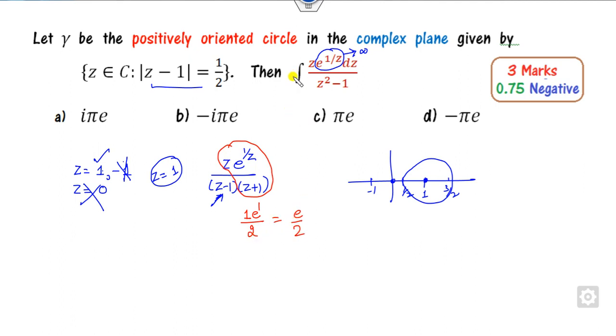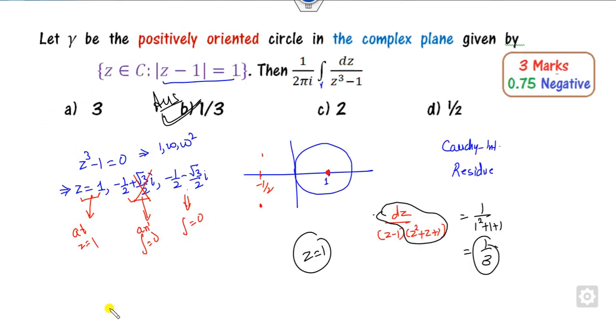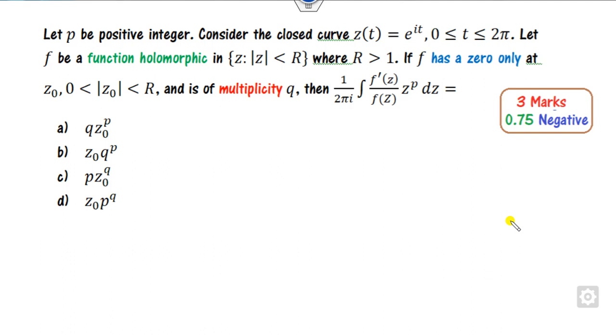Now since there is no 2 pi iota present, I can multiply this by 2 pi iota. So the answer is e pi iota. You can see in the previous case 1 upon 2 pi iota was present, so there was no need to multiply that. Look at another question.